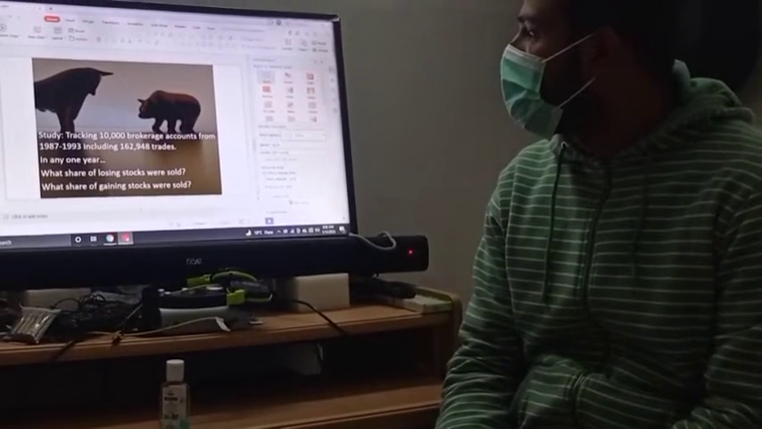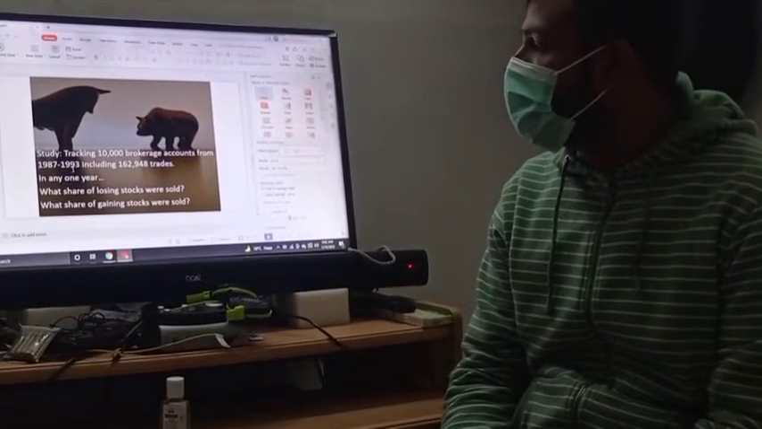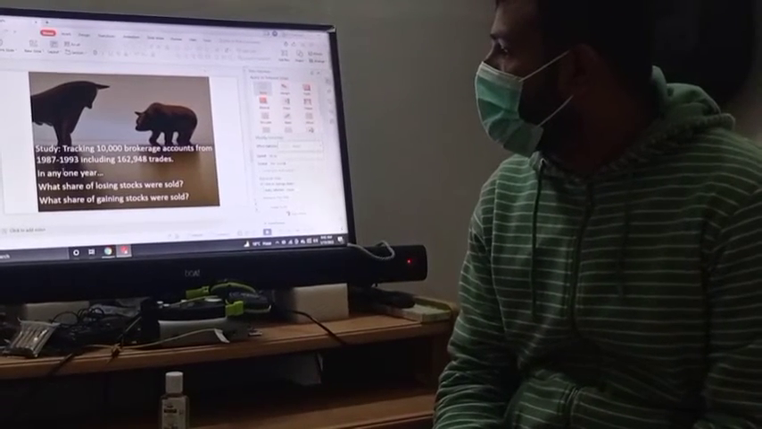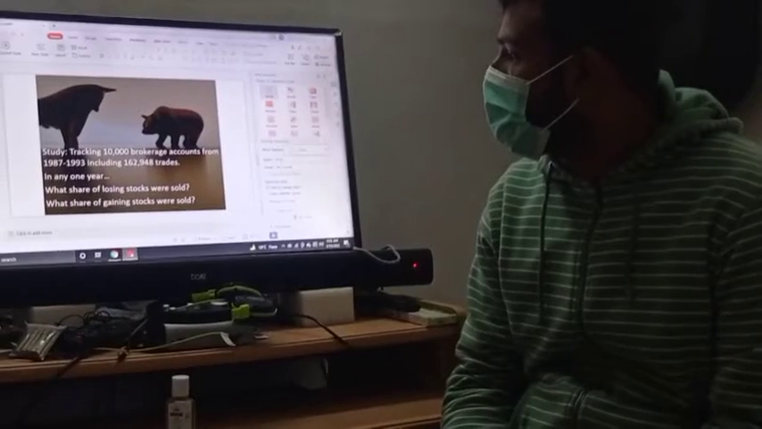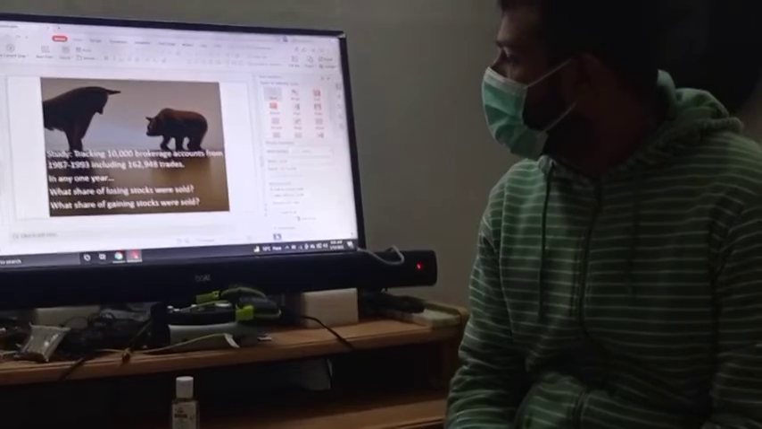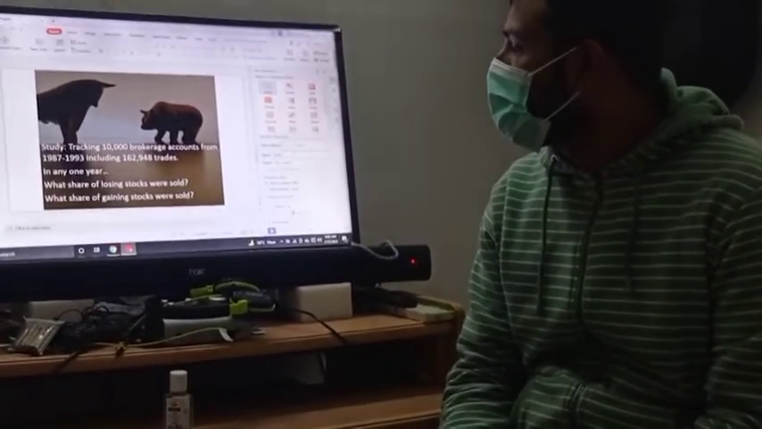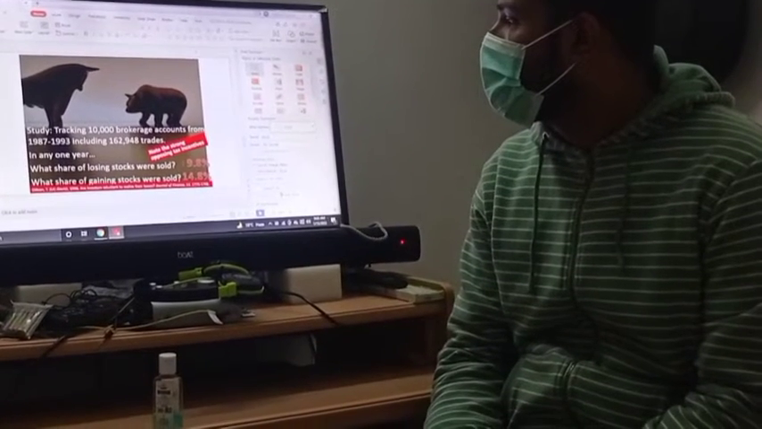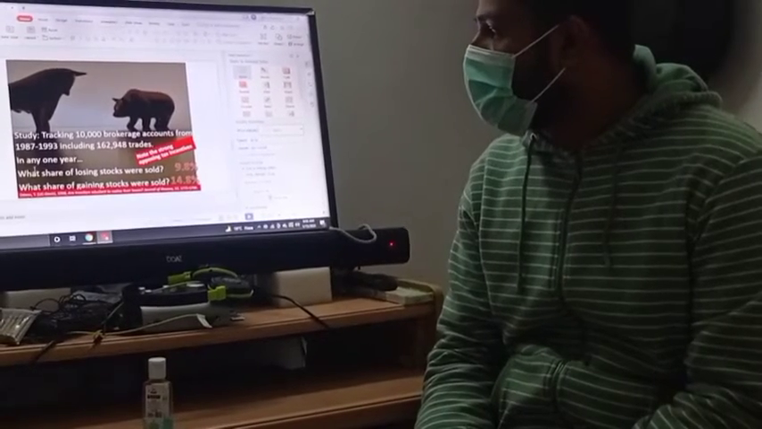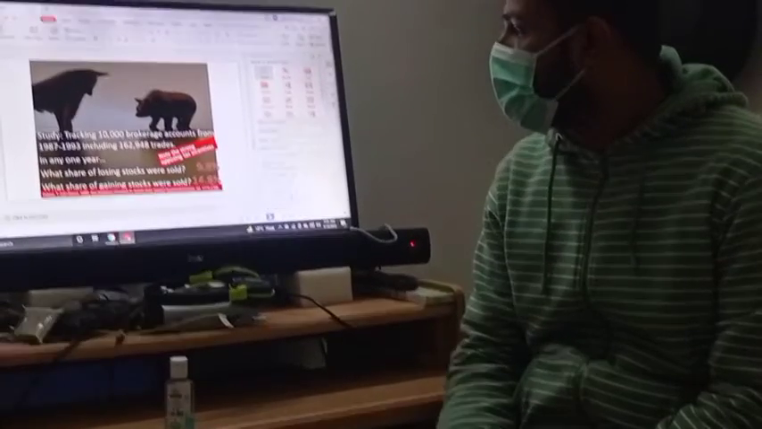Now, let's observe this particular study. The study was held between 1987 and 1993, tracking 10,000 brokerage accounts from that time period, including 162,948 trades. In any one year, what share of losing stocks were sold? What share of gaining stocks were sold? Note the strong opposing tax incentives. It's 9.8% when we are trying to calculate what share of losing stocks were sold, and 14.8% in the second option.